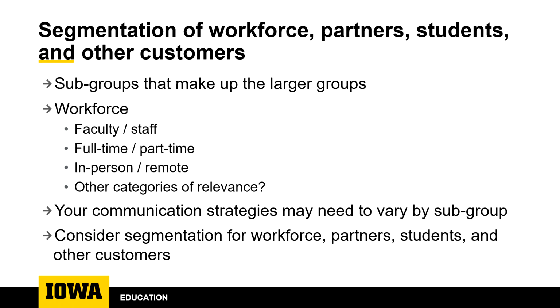One other thing to think about as you're creating your list of your workforce, key partners, students, and other customers is what's called segmentation. Segmentation refers to the various subgroups that make up each of the larger groups. So for example, for workforce, you might have faculty and staff, full-time and part-time, in-person employees and remote employees. You might also identify other relevant ways you could think about subgroups of your employees. And this is important because as you think about your communication strategies, what might work for one group, say full-time in-person faculty, may not work at all for another group such as part-time remote staff.